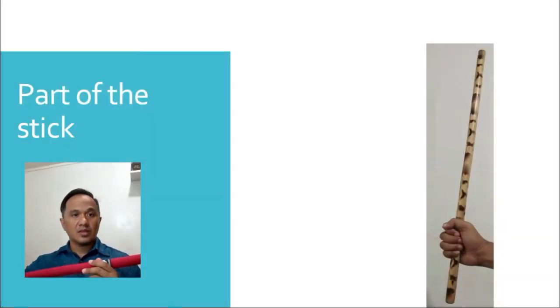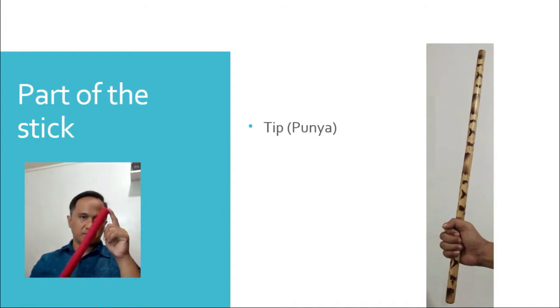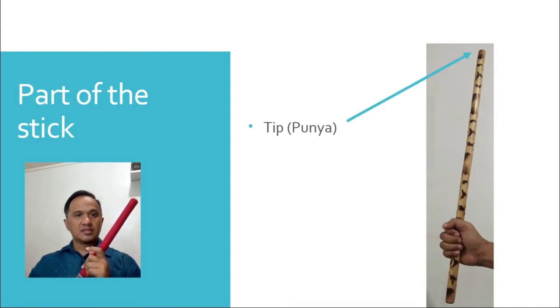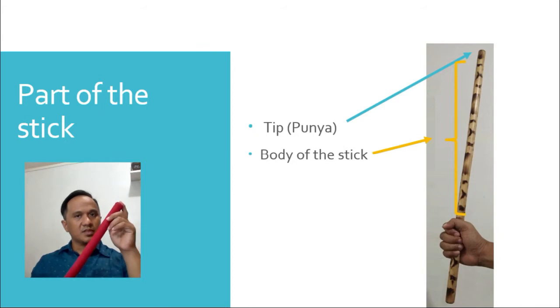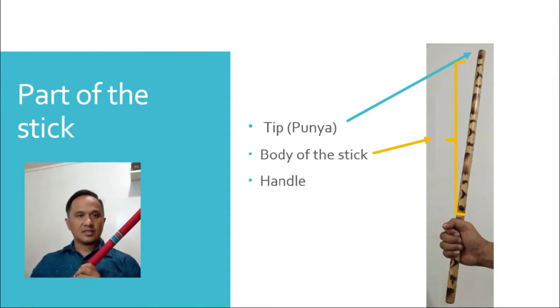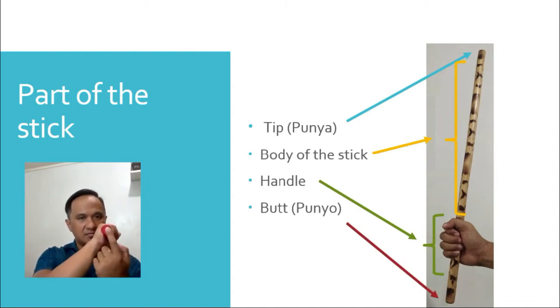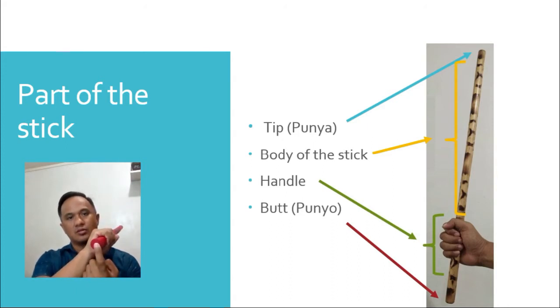So, parts of the stick of Arnis. We have the tip, or punya. Next is the body of the stick, ito yung from the tip hanggang dun sa kung nasaan yung kamay natin. Next is the handle, ito yung sagot ni Marit kanina. Very good. And the butt or yung punyo, ito yung nasa ilalim.